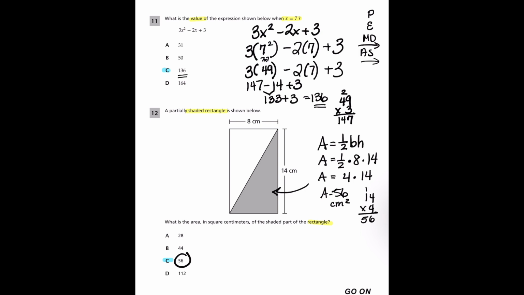Now, another way I've seen kids do this is they would find the area of the rectangle, which is 8 times 14, which would have given them 112, and then they find half of that. So they would do 112 divided by 2, and they will get 56. Either way will work. I just saw a triangle there, so I automatically used the formula for area of a triangle. Hit pause and jot this down in your notes if you had any errors.